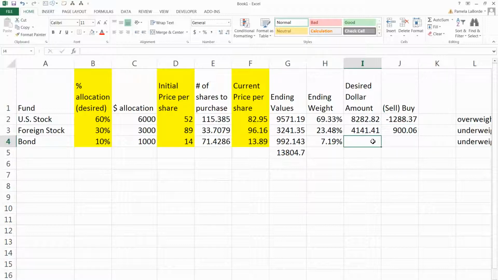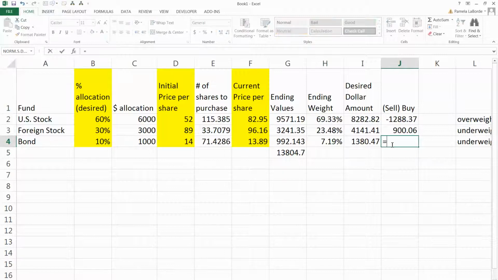For the bond fund, I want 10% of my total of 13,804.7. So I want $1,380 in that fund. I only have $992 in that fund. I'm going to have to buy some. To calculate how much I buy, take what I want in it, the 1380.47, subtract what I have in it, the 992.143. The difference is how much I'm short.